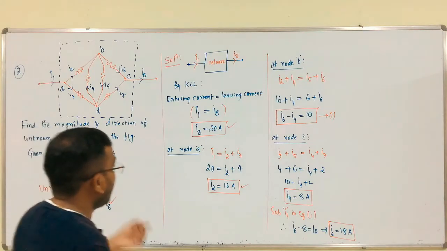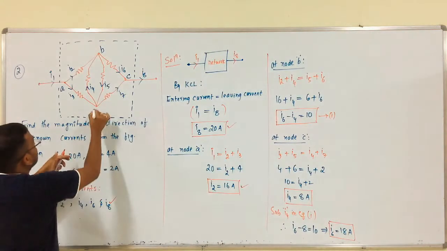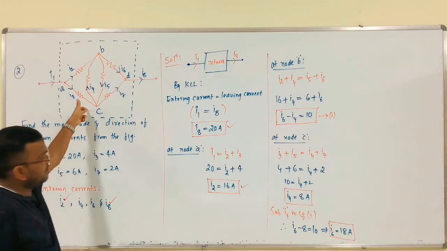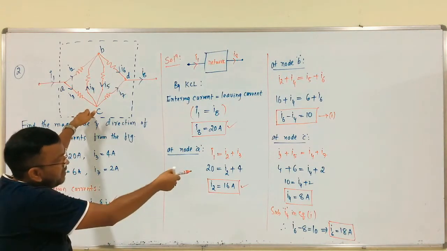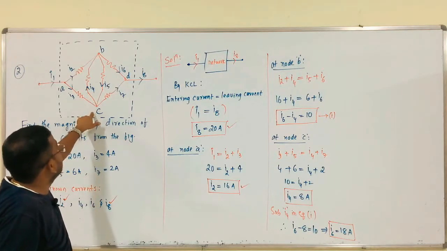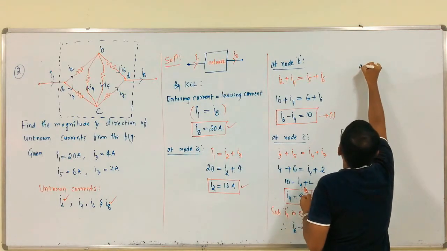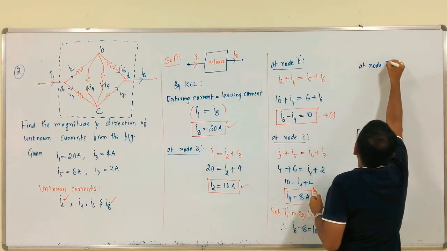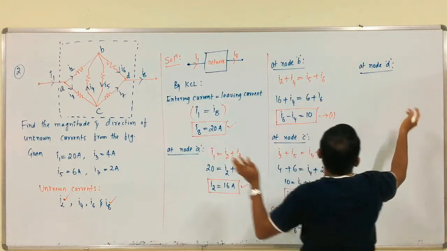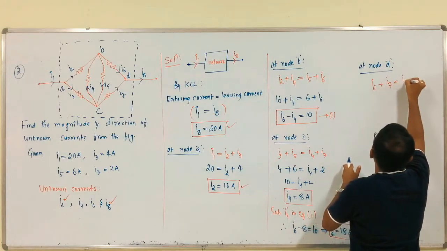Clear? So, at node C, so this is D. I am assuming this is C, that is why I wrote that equation. You just have to make some modifications, that is C, this is D. Next, at node D, I6 is entering, I7 is also entering, I8 is leaving: I6 plus I7 is equal to I8.